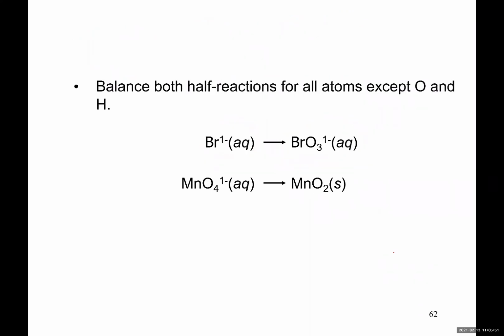So next step, balance half reactions for all atoms except oxygen and hydrogen. So in this case, we have one bromine on the left, one bromine on the right. I'm not going to touch the number of oxygens yet. And on this one, I have one Mn on the left, one Mn on the right. So all atoms are balanced already except for oxygen. Next step.